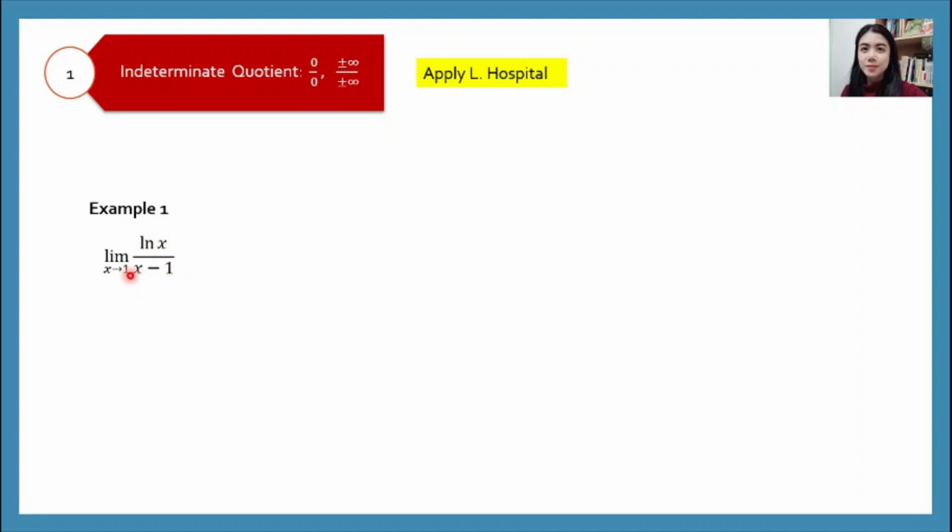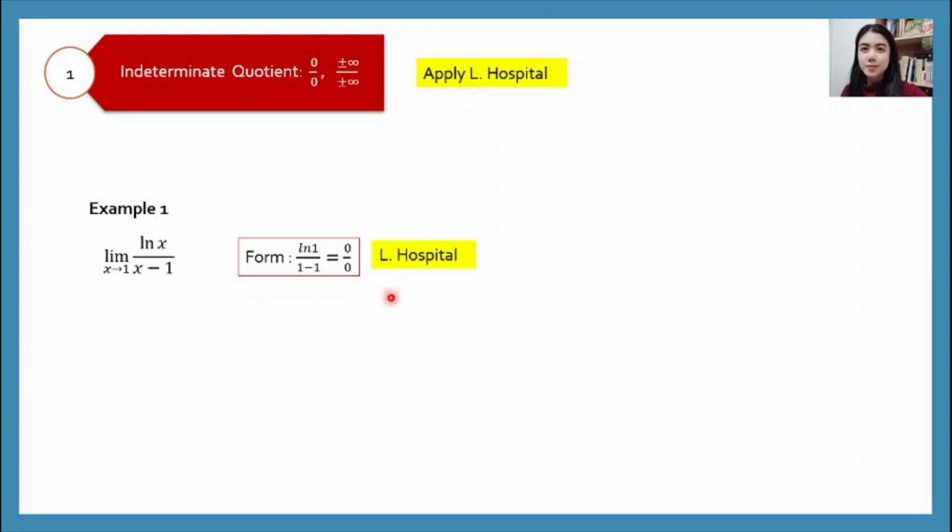You're going to substitute the x here, and the x here. So you have ln 1, and at the bottom you have 1 minus 1. ln 1 will basically give you 0. 1 minus 1 is actually 0. So then you have a form of 0 over 0, which is the indeterminate quotient, the first form. So what you have to do is apply L'Hopital rule.